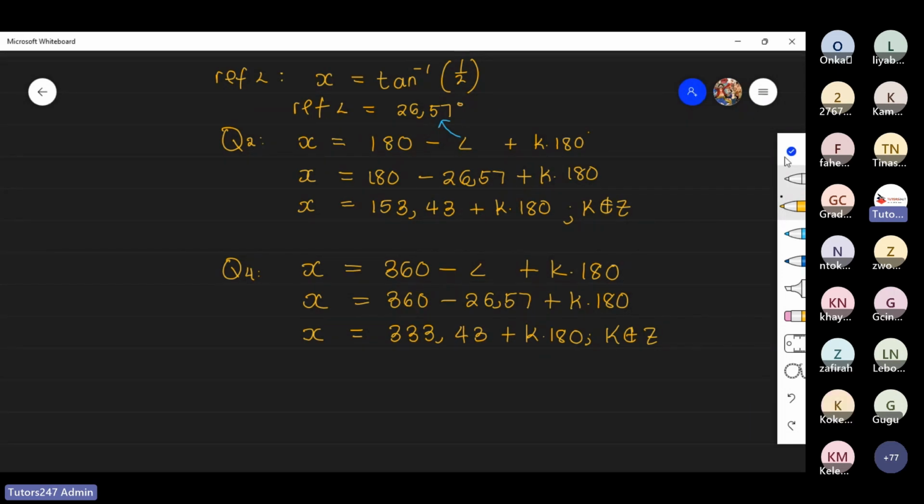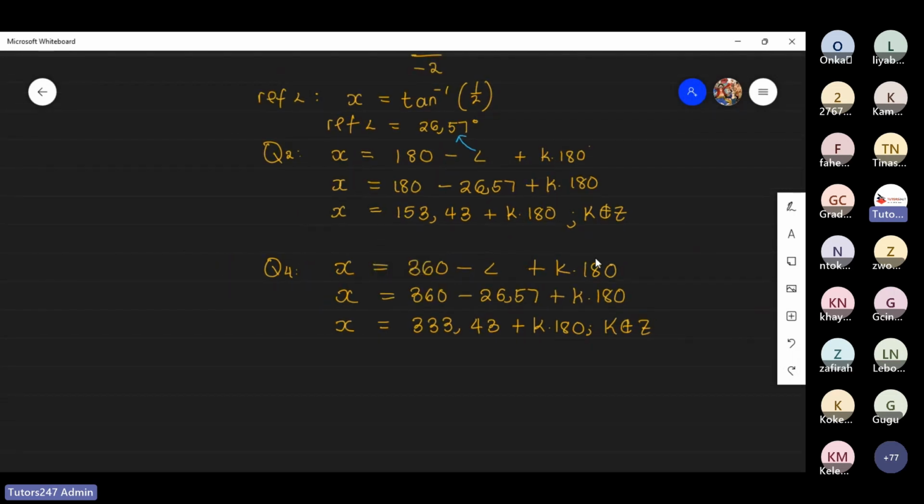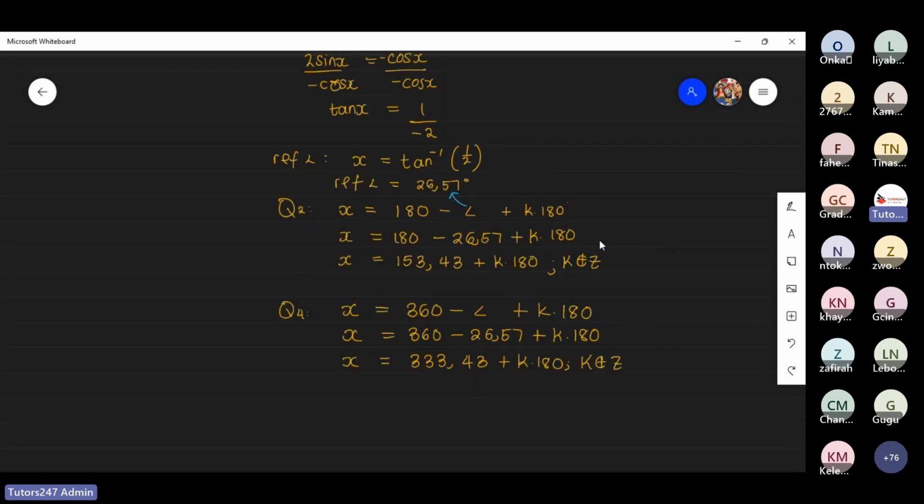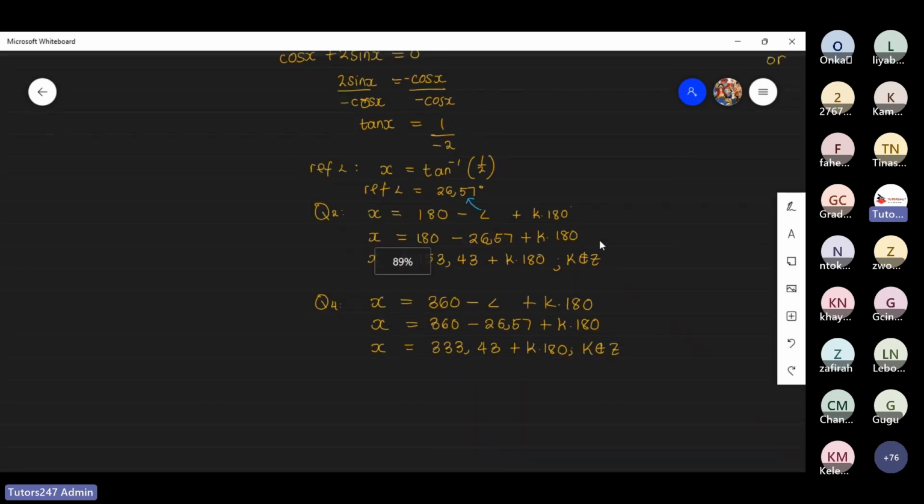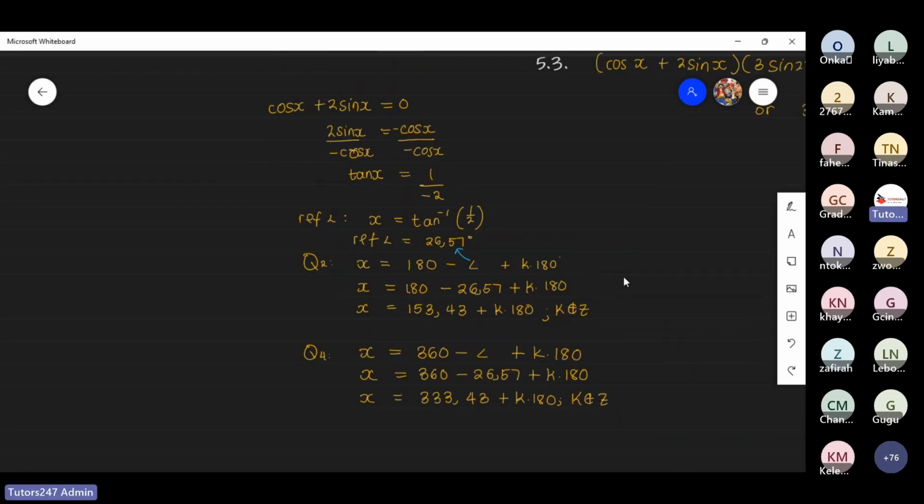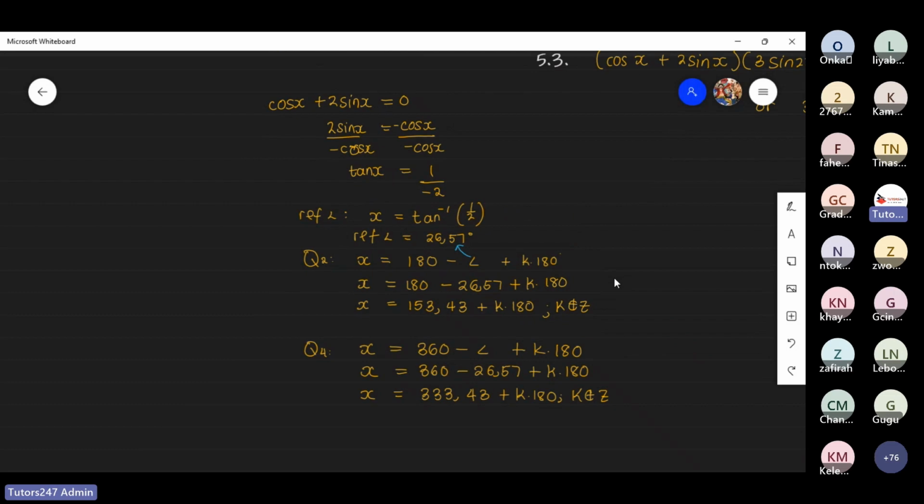The only difference is that you need to first use your CAST diagram to identify which quadrants your solutions are going to be. Because tan was equal to a negative value, we are now using the quadrants whereby tan is negative. So I'll do a recap once more for those that are a bit stuck or are not quite sure of what we did. First of all, we had tan x equals -1/2.